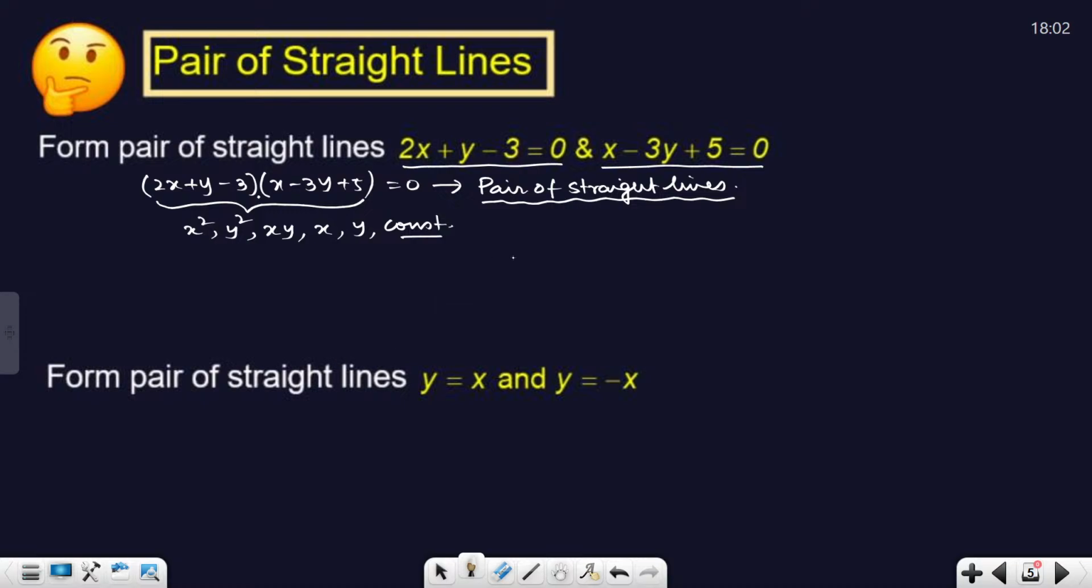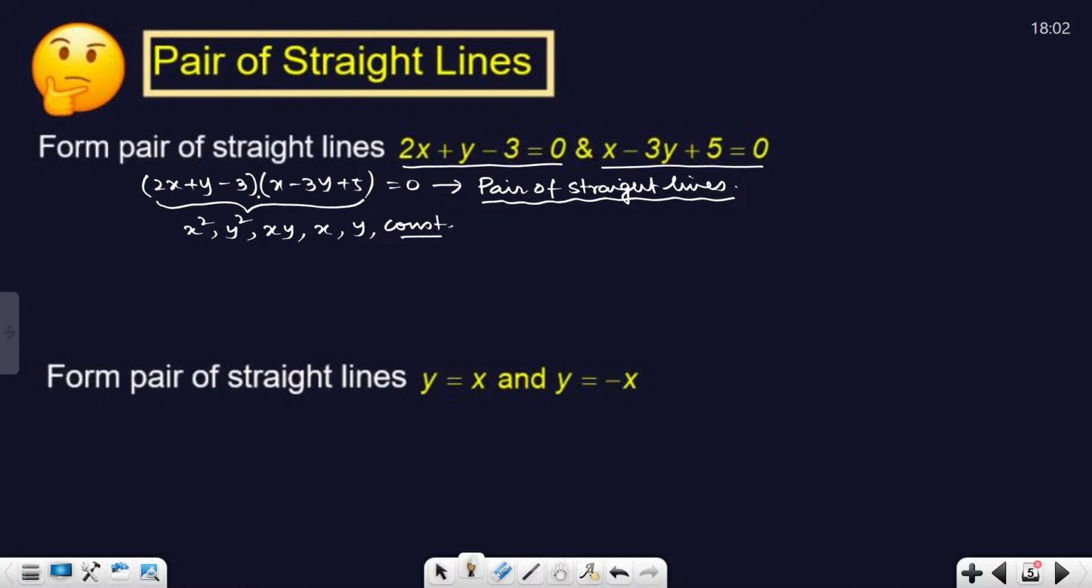Okay. So this will represent a pair of straight lines. Clear? It will not represent a single line. It will represent a pair of straight lines. Okay. So now, how to form a pair of straight lines? When any two equations are given, we will simply multiply the corresponding sides to get it.